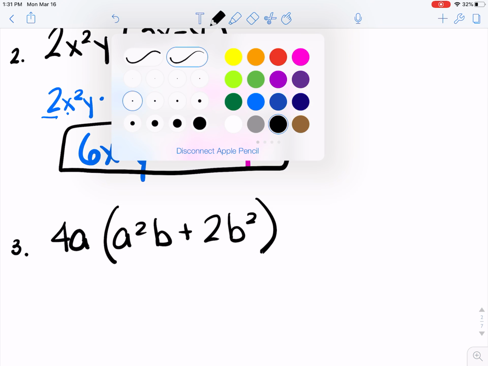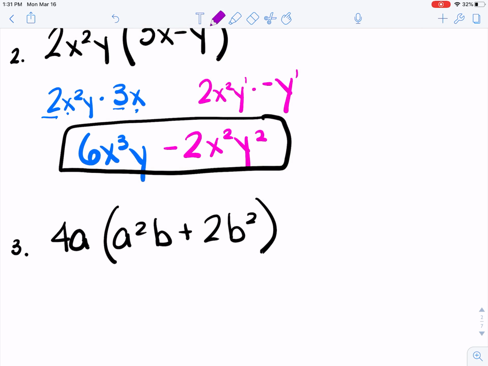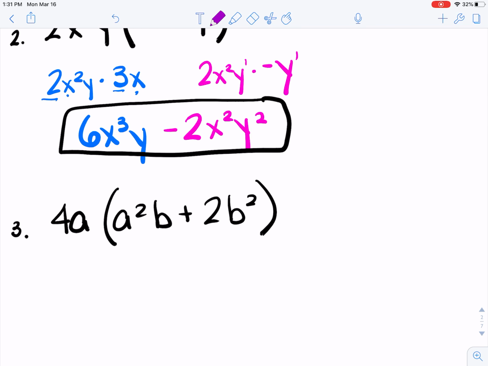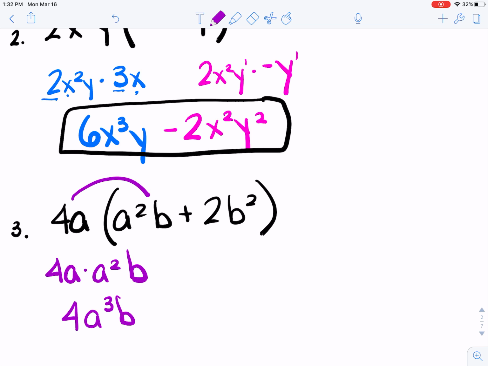All right. Normally this would be the time where I tell you to try it on your own, but we'll do it together again. Next, I'm going to multiply in this problem 4a times a squared times b. This is going to give me 4a cubed times b. The a cubed comes from 1a in the first one and 2 a's in the second term.